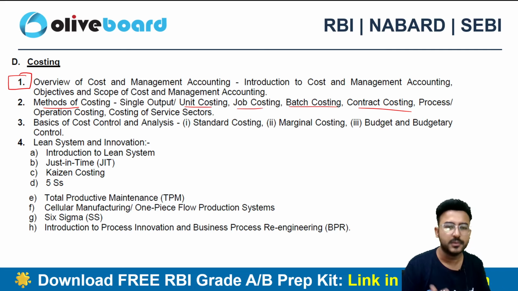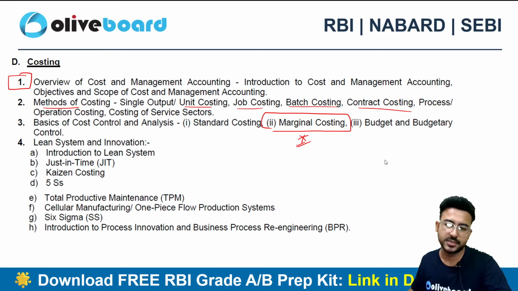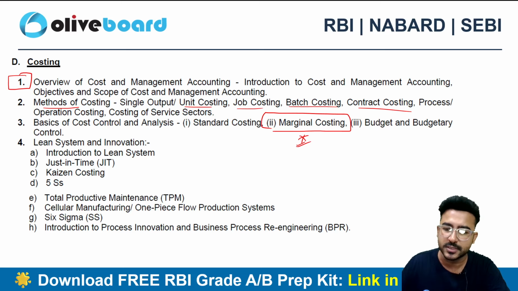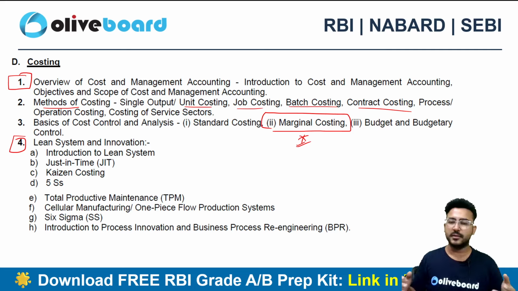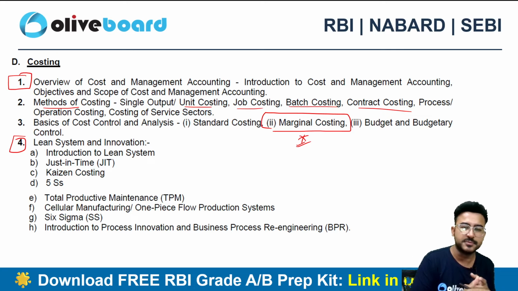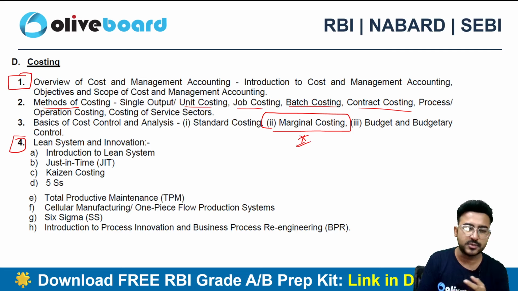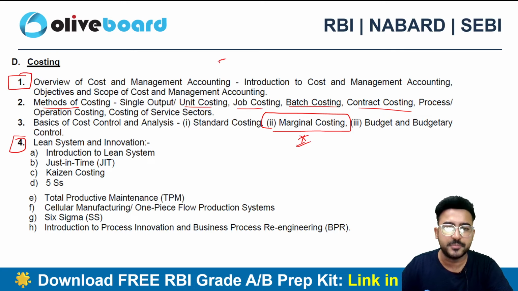Third chapter, very important, basics of cost control and analysis, standard costing, marginal costing. I will say one of the most important chapters from your syllabus, marginal costing, budget and budgetary control, and the last one is lean system and innovation. The last chapter will be a complete theory topic, right? And these are nothing but the best practices, like what best you can do in the business, right? So there are different concepts like JIT, just in time, Kaizen costing, 5S and so on. So what I say in costing is 50% theory and 50% practical, right?